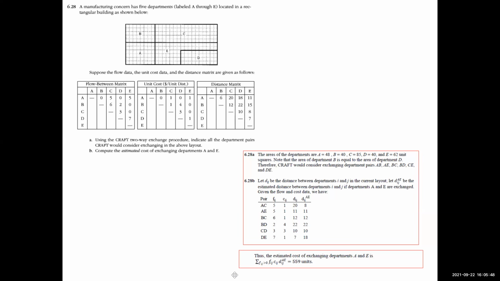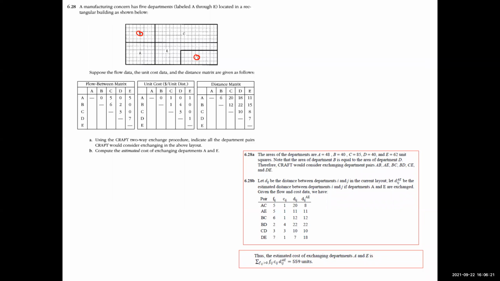Note that the area of department B is equal to the area of department D. So B and D have the same area. Even though they are not located close to each other or they are not sharing a wall, since they have the same area, they can be considered for an exchange. So when I'm listing the possible exchanging department pairs, I have to list that as a possible exchange because they have the same area.